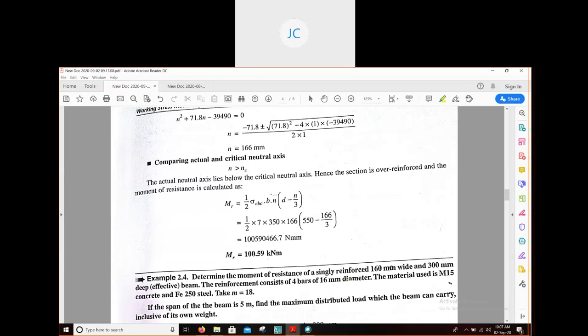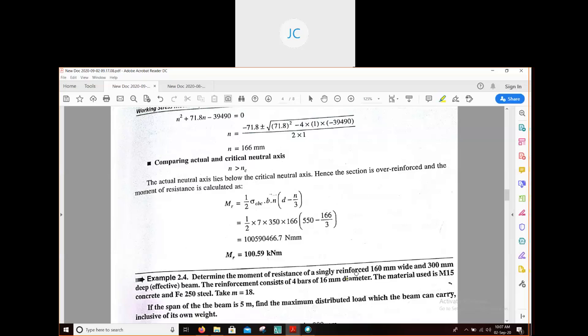Determine the moment of resistance of a singly reinforced beam. The dimensions are given. The material is M15, Fe250, and M is given. So first find out the moment of resistance, then we will see the next part. It is exactly the same as the previous problem. First find out the moment of resistance, solve it, and tell me the answer. I won't show you the answer.